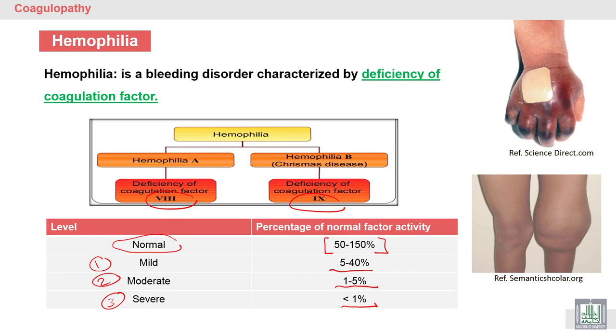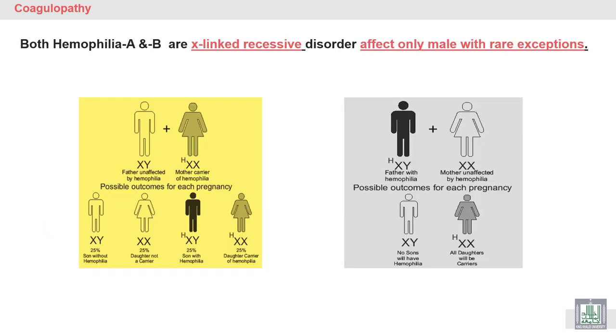It will lead to bleeding, skin hematomas, or accumulation of blood in the joints, hemarthrosis, as you can see, and deformity and defect in the movement and shape of the joint. Both hemophilia A and B are sex-linked, meaning they are on the X chromosome. They affect only males, as we mentioned, and females are, in most cases, carriers.